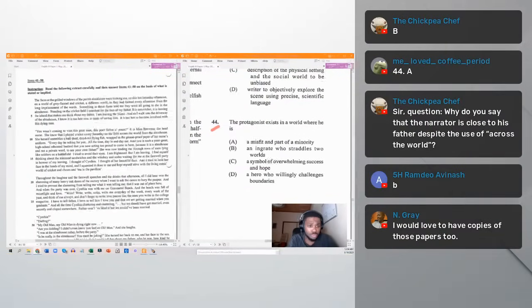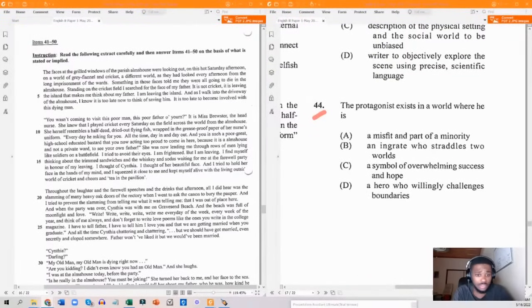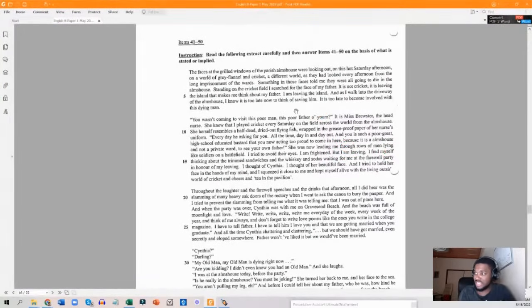All right, we're at 44. 44A. Someone says A, someone says B. All right, 44 is B. He's an ungrateful person who straddles two worlds. So he's basically not really living a double life, but he's a part of two worlds. He's kind of back and forth between two worlds, and he's an ingrate. This is the key. How do we know that he's ungrateful?